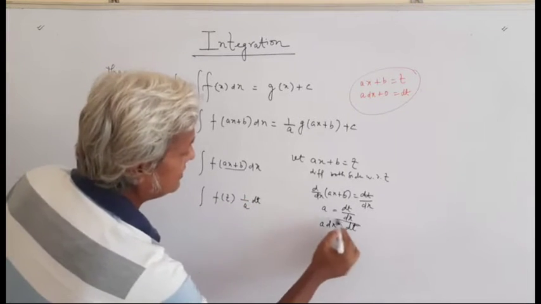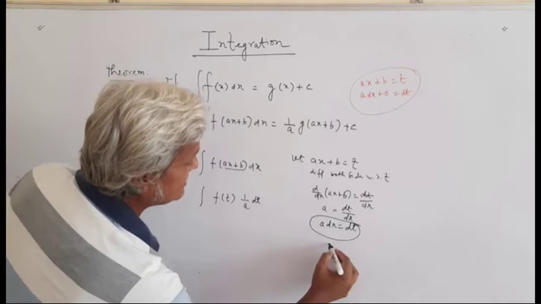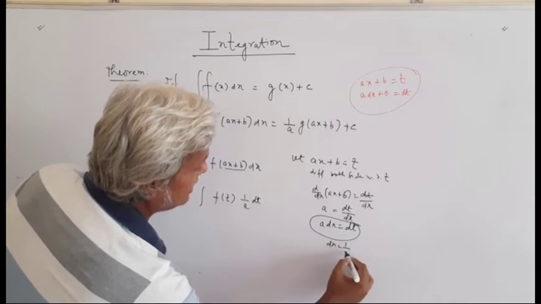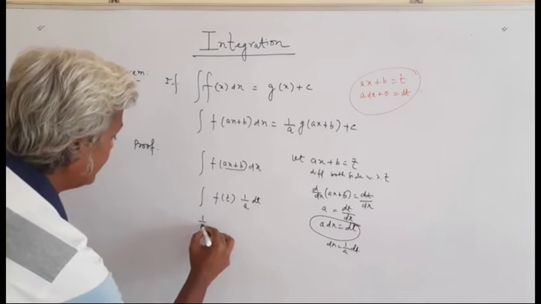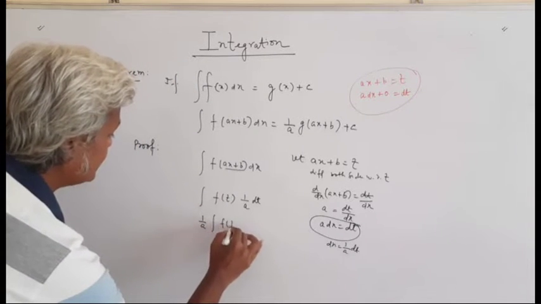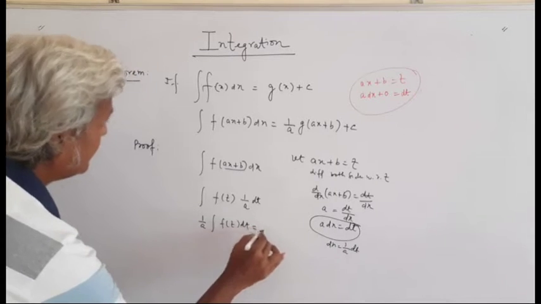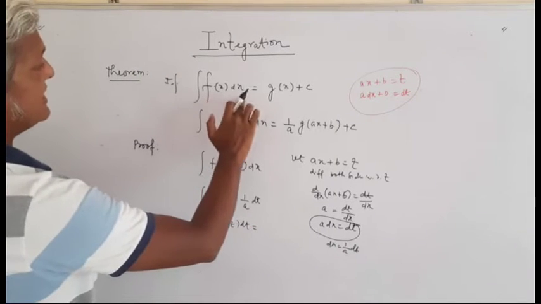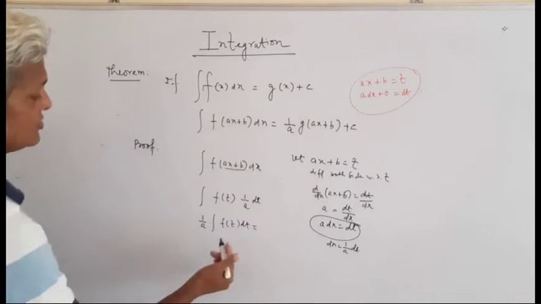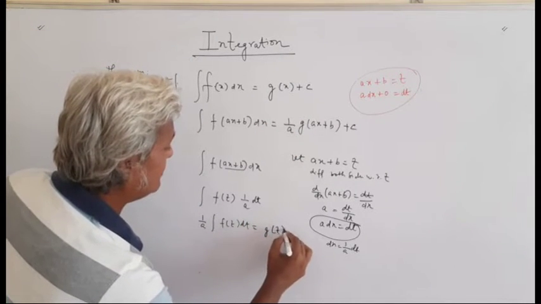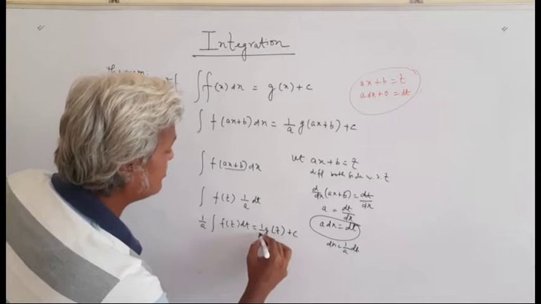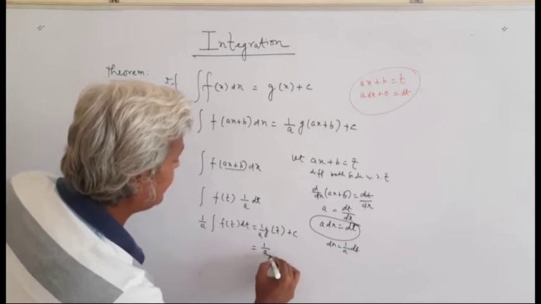Now check it out again. Here a dx is dt, so dx equals 1 over a dt. Now 1 over a is a constant, so 1 over a goes outside, and this is f(t) dt. Now if the integration of f(x) dx equals g(x) plus c, then the integration of f(t) dt will be g(t) plus c, and then you attach 1 by a, so 1 by a.